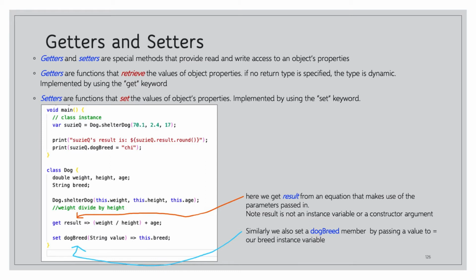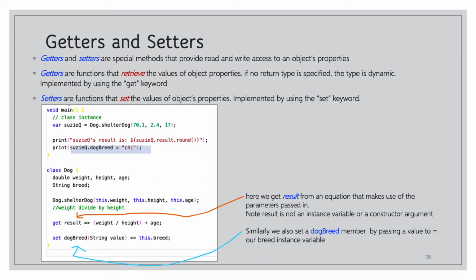Similarly, we also set a dog breed member by passing a value to our breed instance variable. So up here, we print Susie Q's result is SusieQ.result.round. So in Susie Q, we're passing in the weight, the height, and the age. So the result will be the weight divided by height plus the age. So that's our getter. We're making use of our getter result.